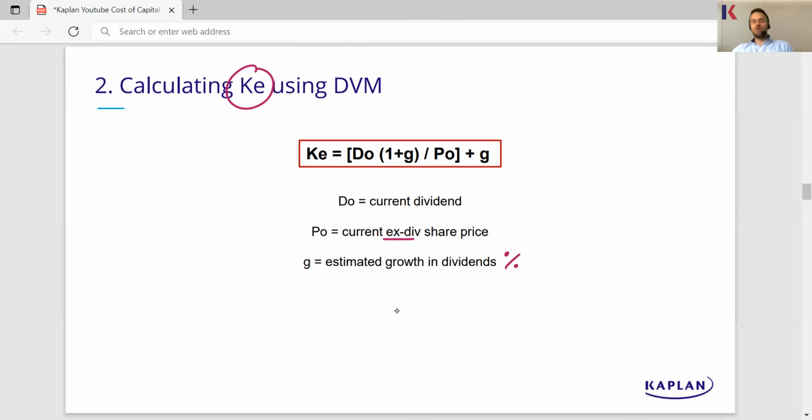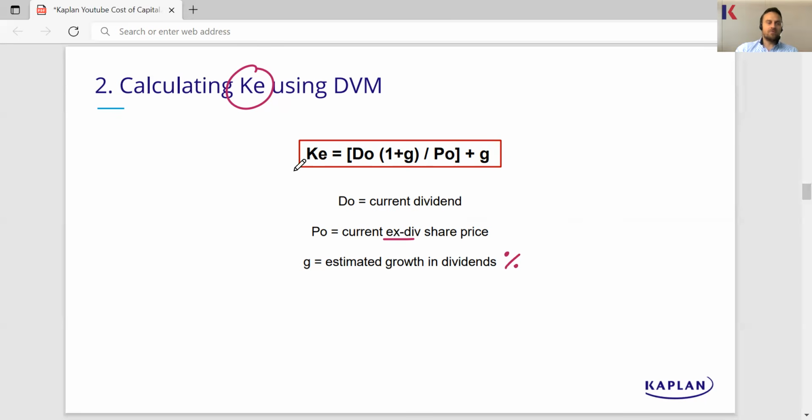Just make sure D0 and P0 are in the same units when you're doing this. So if you are using dollars, make sure they're both in dollars, or if you're using cents, make sure they're both cents. You can't put one in dollars and one in cents, because otherwise everything will get messed up. We'll look at how to use that when we do a practice question at the end of this video.